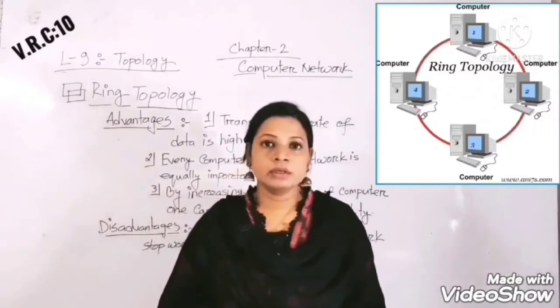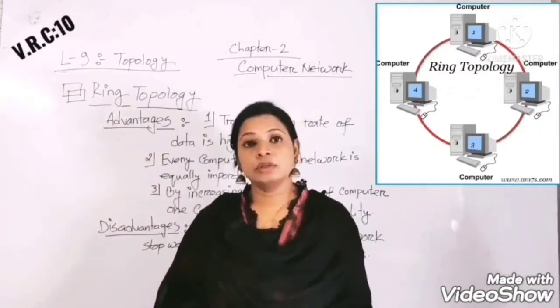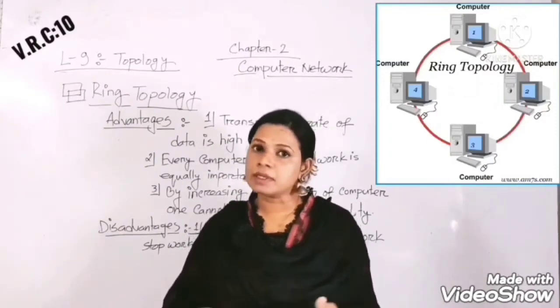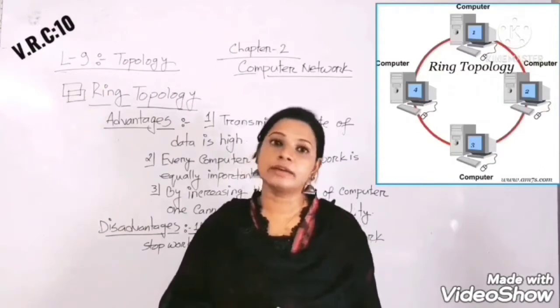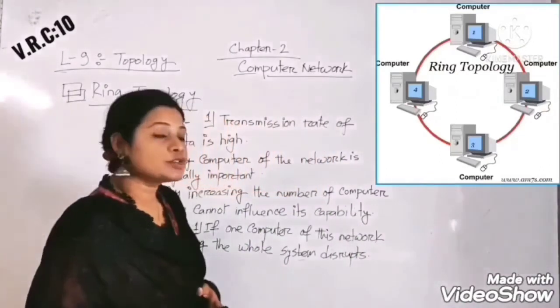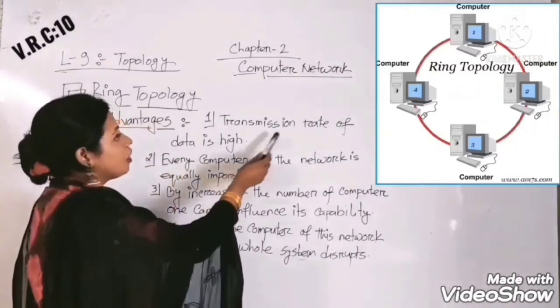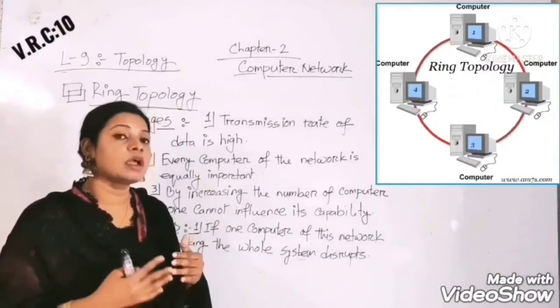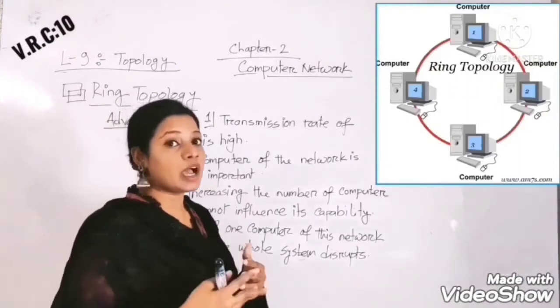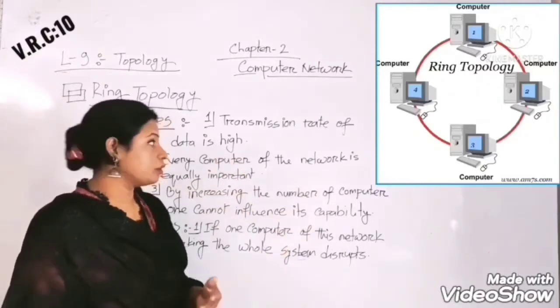My dear students, let's see the advantages and disadvantages of ring topology. Obviously, whenever you are using ring topology, there are some advantages and some disadvantages. Let's follow the board. You see here, transmission of data is high. That means the data transmission rate of this network is very high. It can pass data faster than bus topology.